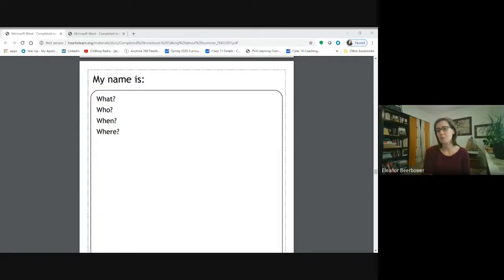You can also put the journal in a really accessible place for your kiddo and encourage them to share that journal with other family members.